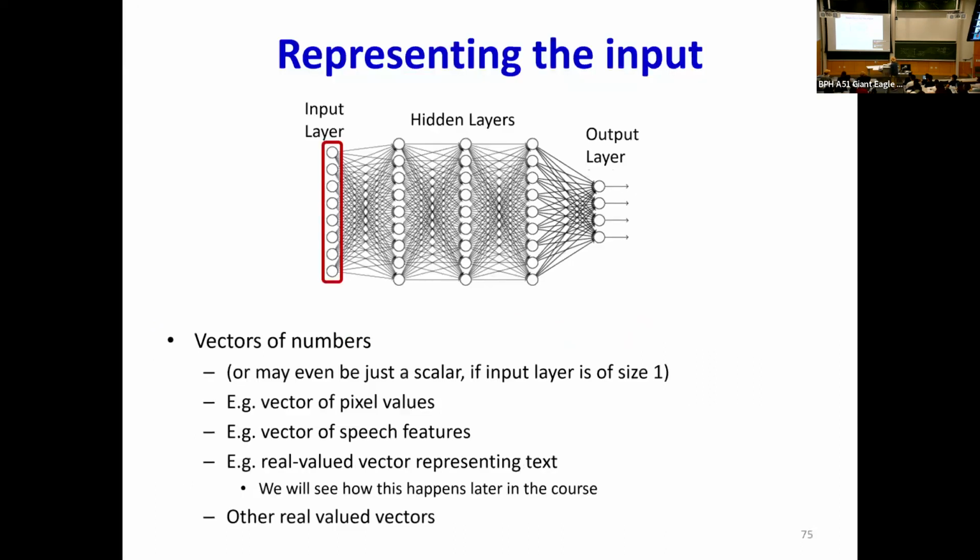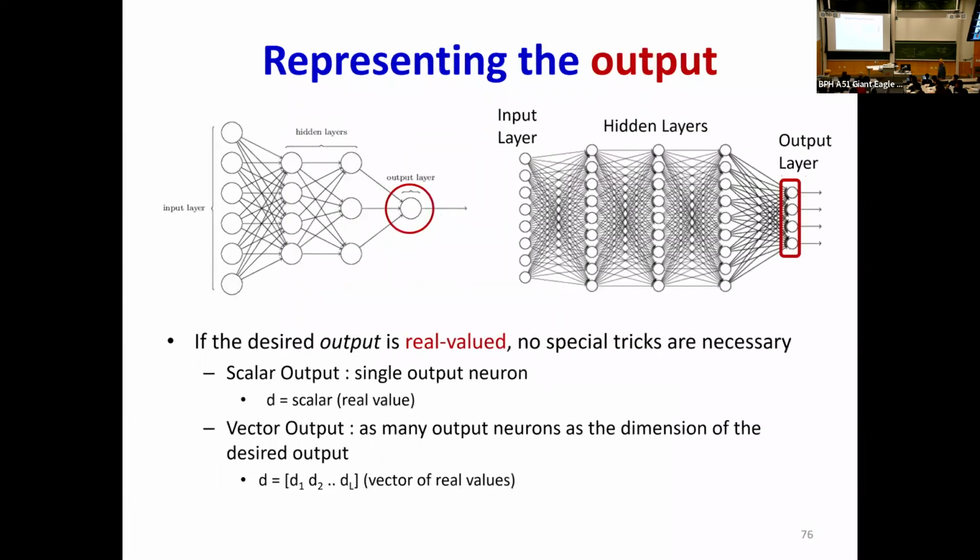Now, let's look at this. The input is just a vector of numbers. Anytime you're feeding something to a mathematical object, it has to be numbers. So your input has to be a collection of numbers. It could be a bunch of pixel values for an image. For speech, it could be a vector of features derived from speech. For text, you're going to be converting the text to a collection of real valued numbers. We'll see how later in class, but it's always going to be a collection of real valued numbers.